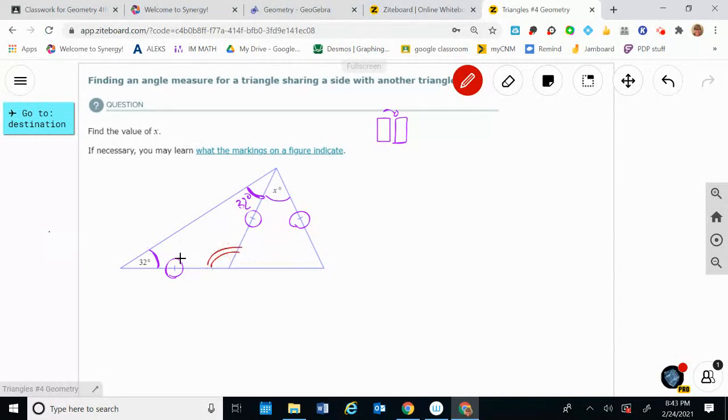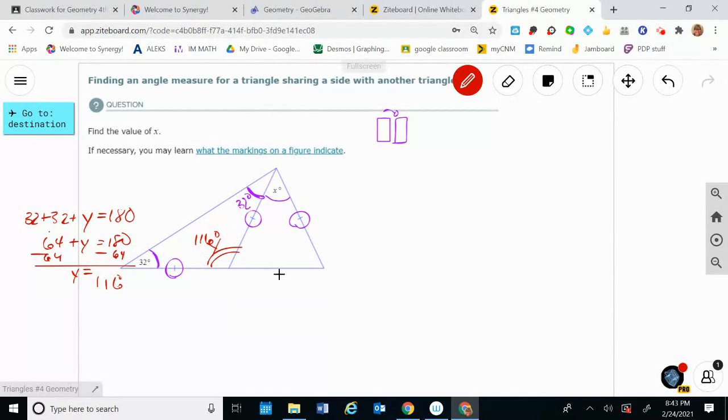We can figure out this angle because we know the two base angles. So we know that 32 plus this angle here, I'll call it Y, equals 180. Do you see why? Look, 32, 32, 64 plus Y equals 180. Subtract 64, which I can't do in my head, so I'm going to write it. 180 minus 64 is 116. So now I know that this is 116.